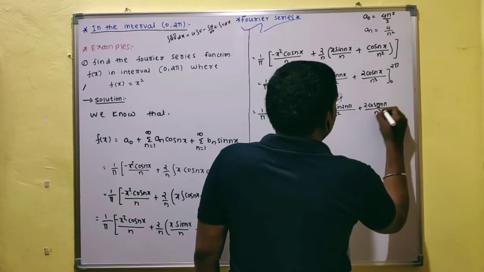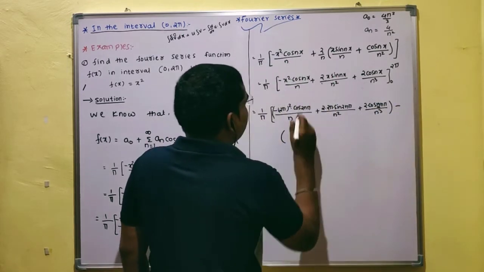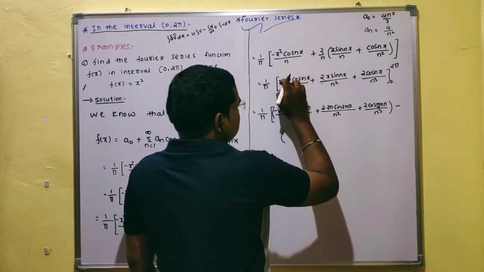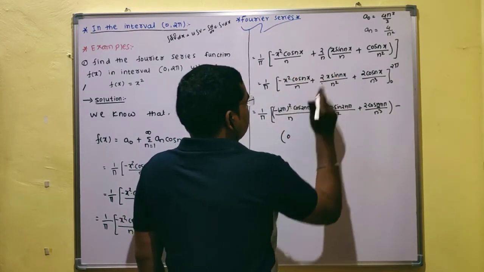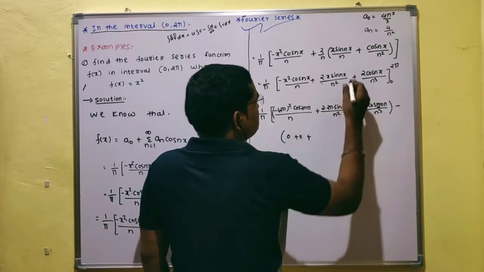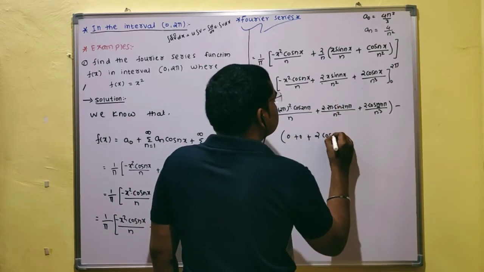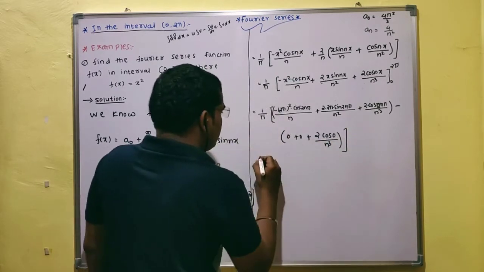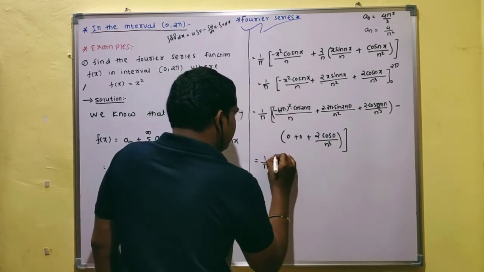divided by n cube, minus, now put the lower limit. Here after putting this value, in place of x putting 0, this will become 0. Similarly here also it will become 0, and in the last place 2 cos 0 divided by n cube. Okay, this is my upper limit minus lower limit, which is equal to 1 upon pi in this bracket.